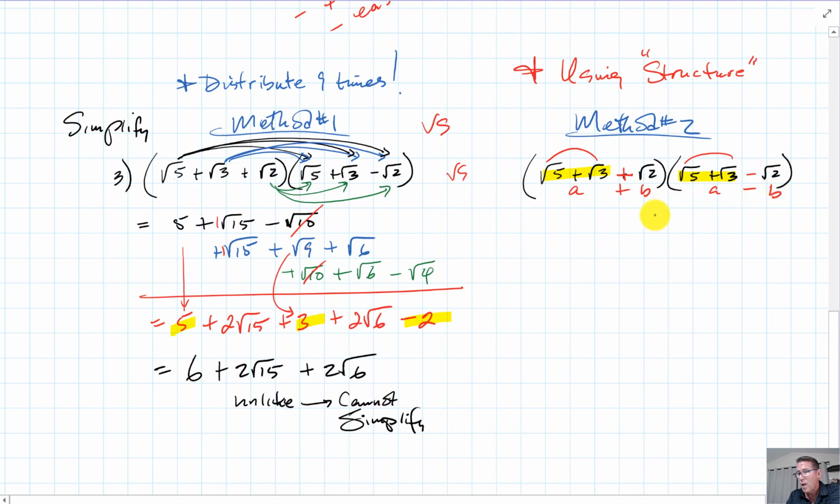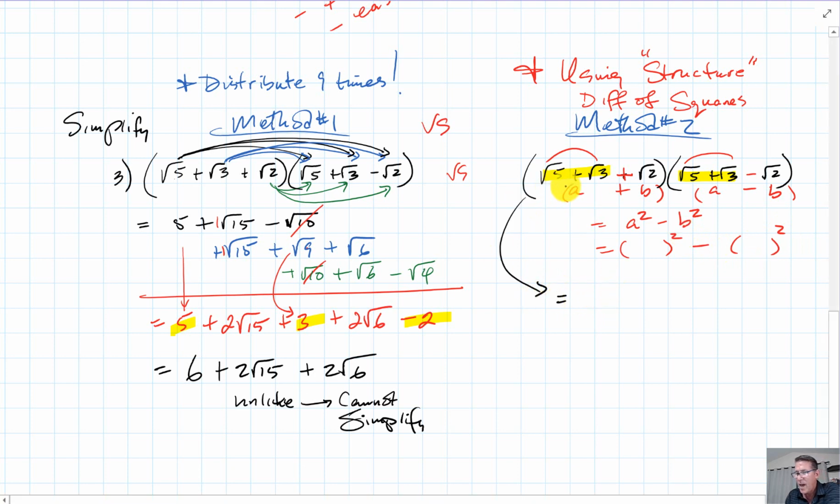So all I do, okay, I see the structure. This is a difference of squares. This is equal to a squared minus b squared, which means I got to take whatever a is squared minus whatever b is squared. So here we go.